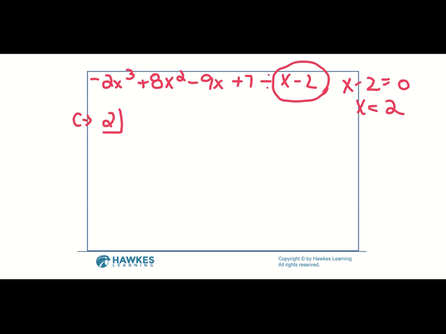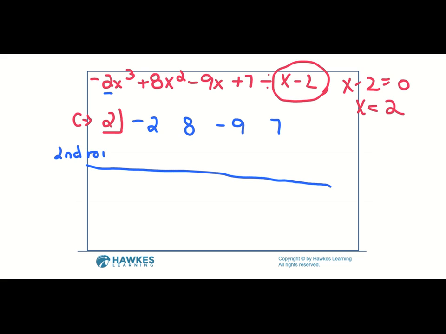Now next to it, and leaving a little space, we're going to put all of our coefficients. So we are going to put negative 2, 8, negative 9, and you do want to keep the signs with them, and 7. All right, now what I like to do is I like to draw a line. So this is the second row right here, and this is the answer row, the quotient row. All right, the first step, always bring down that first number. So bring down your negative 2.